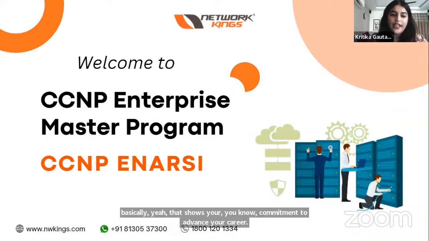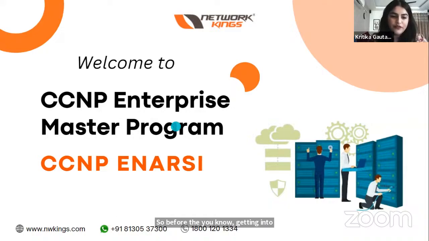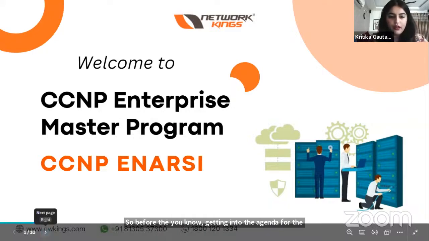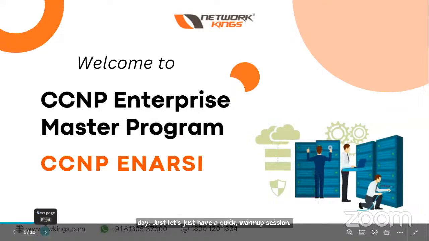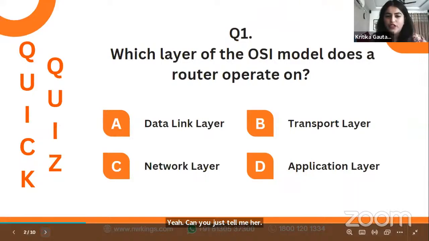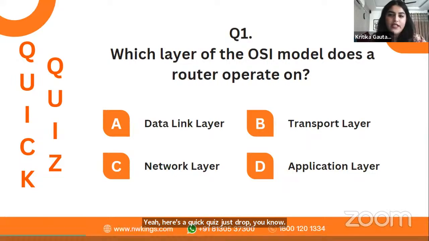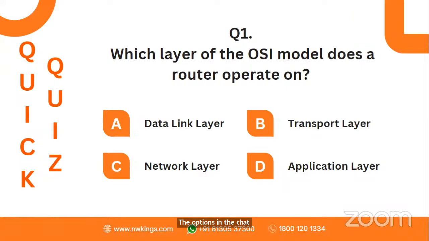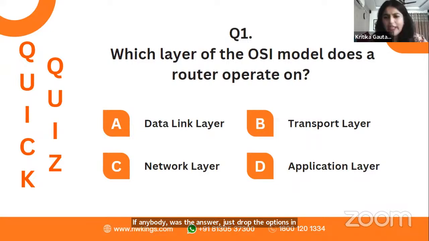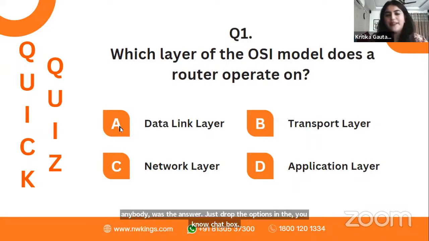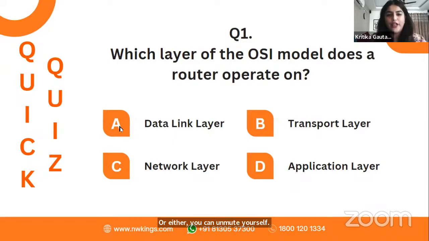So before getting into the agenda for the day, let's just have a quick warm-up session. Here's a quick quiz. Just drop the options in the chat box. Which layer of the OSI model does a router operate on? If anybody knows the answer, just drop the options in the chat box, or you can unmute yourself. It's just basically a quick session so that I can know what basic networking knowledge you have.